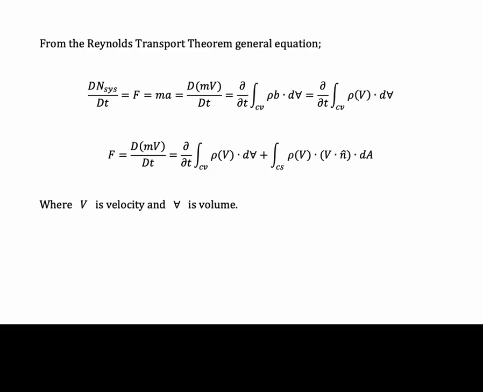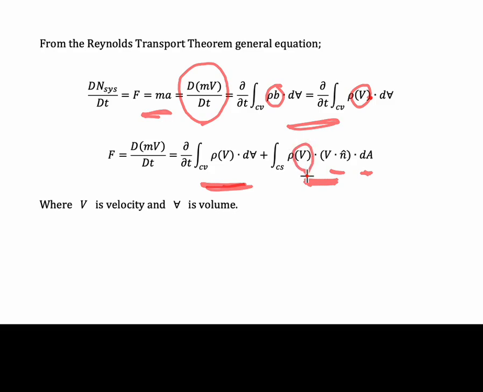And then this is the Reynolds transport theorem, the general one. We have the dN system/dt, which is equal to force, which is equal to ma. And then we split the acceleration into velocity and time. We have this term, and we have this one. And then we need to change the b here into the velocity. And this is the second term, the integration over the control volume. It will become rho v dV, and the integration over the control surface will become rho v Vn dA.